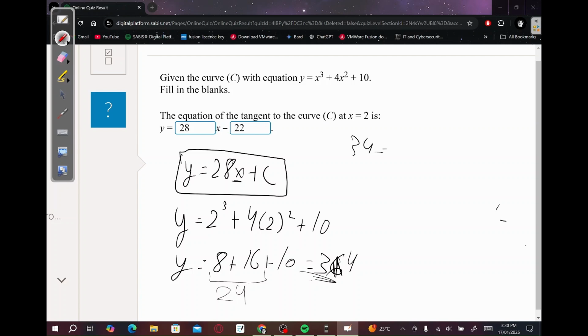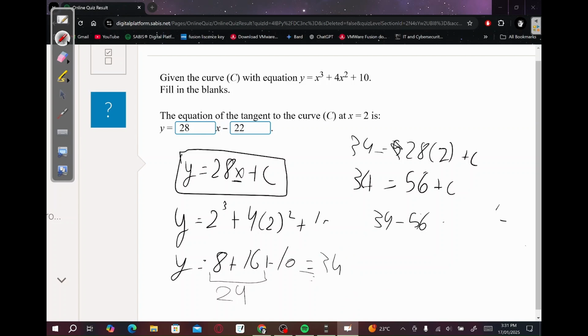So this would be 34 is equal to 28 times 2 plus c. 34 is equal to 56 plus c. So c would equal 34 minus 56. Just erase this. 34 minus 56. C is equal to negative 22. So the equation of our tangent is y equals 28x minus 22.